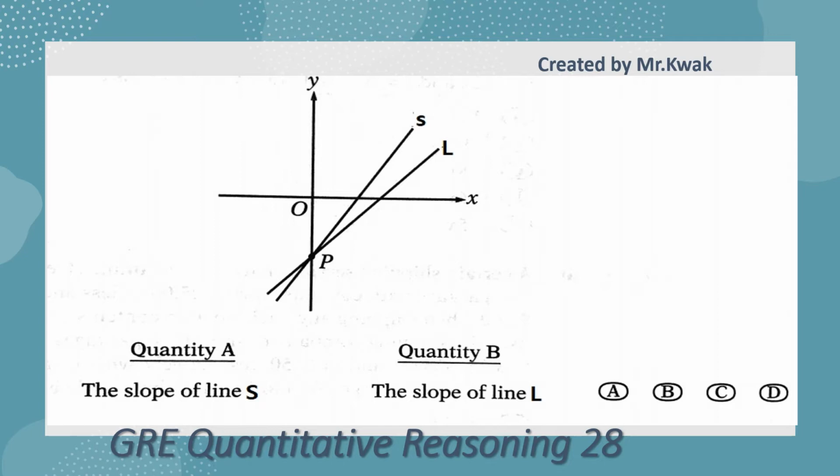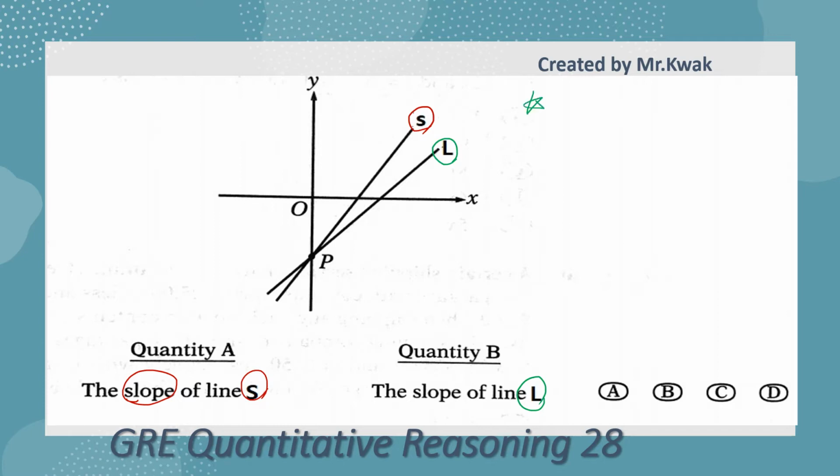Today's question is very short, so that's why I gave you 2 minutes, but let's figure out the question again together and circle the important or key factor. So we have to compare quantity A and quantity B. It's the same as before, but quantity A is asking about the slope of line S, and quantity B is asking about the slope of line L.